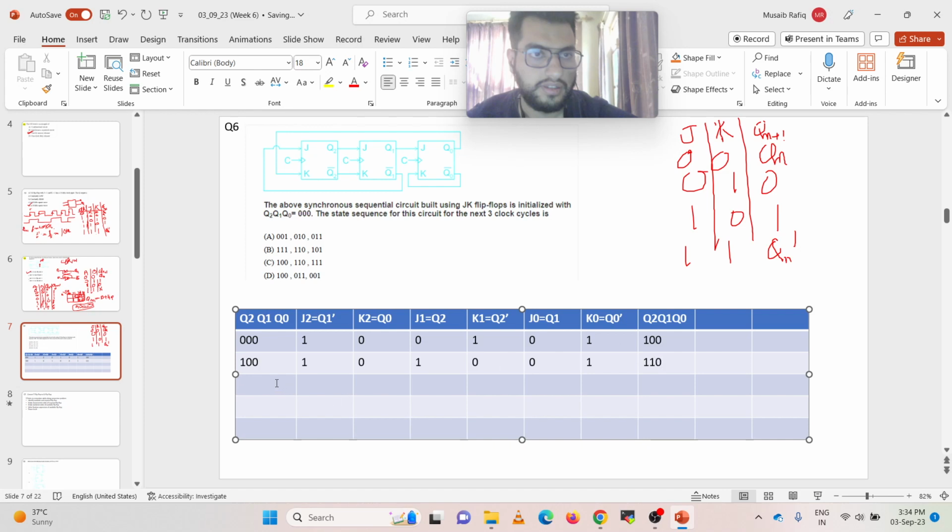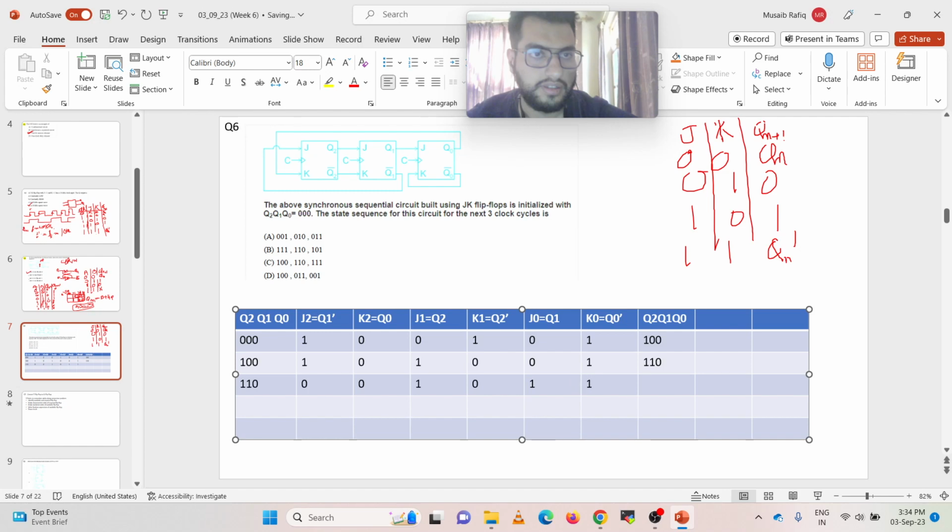Now what will be my condition for the next clock cycle? That is 1 1 0, right? So Q1 will be equal to 1, so Q1 bar will be equal to 0, and Q0 is 0. Then Q2 will be equal to 1, Q2 bar will be equal to 0, Q1 is equal to 0, Q1 is equal to 1, and Q0 bar will be equal to 1.